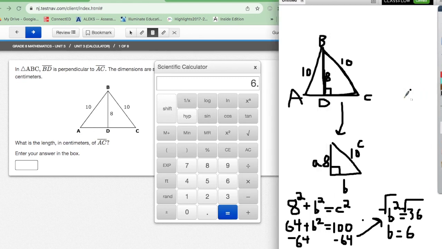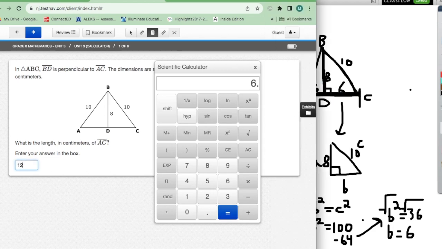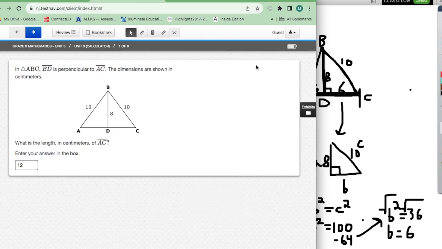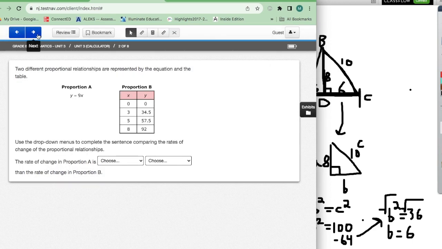Now the other tricky thing about this problem, I want to know the length of AC. So we got to know this whole length here, left to right. So if this is 6, this has the same measure, that has to be 6. All together, this has got to be 12. This is one of those tricky ones where you're going to enter 6 sometimes, but we need the whole thing. All right, let's check out the next one.